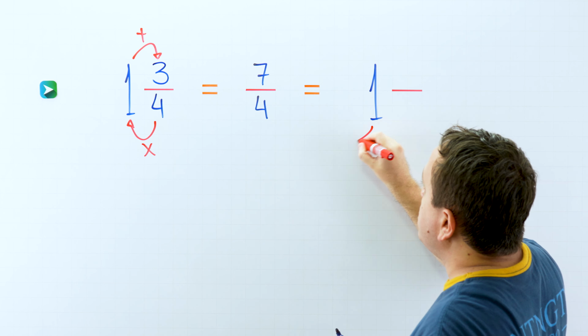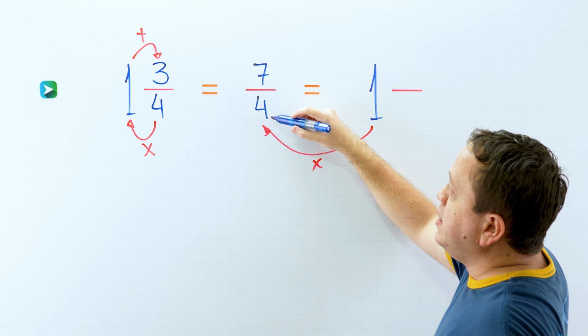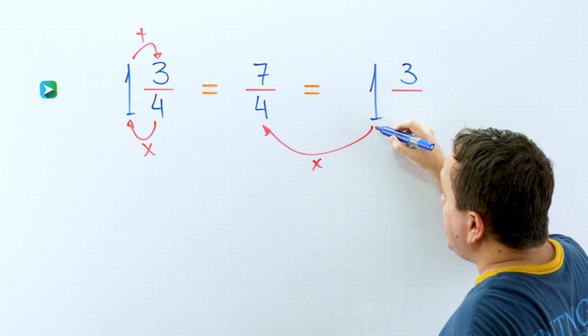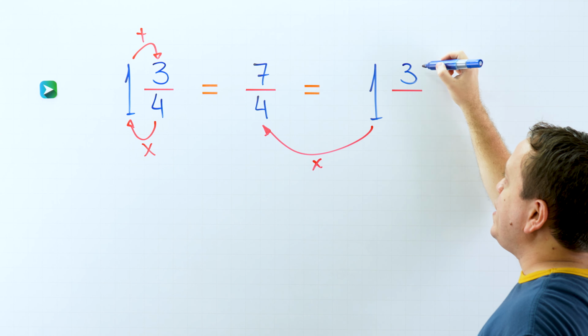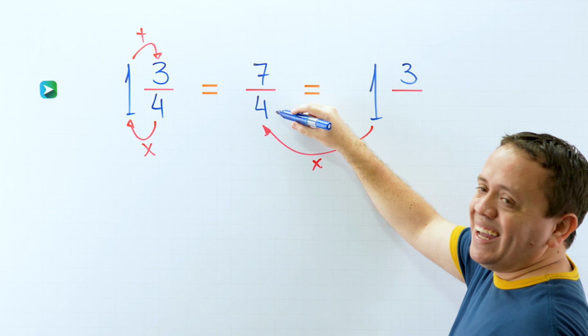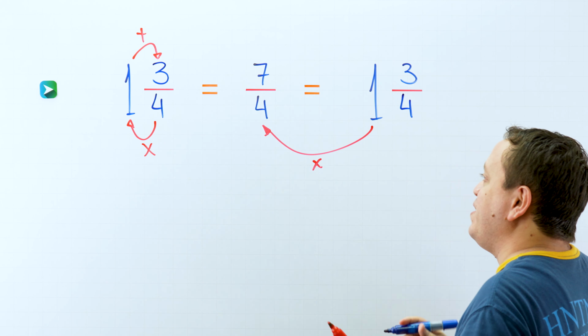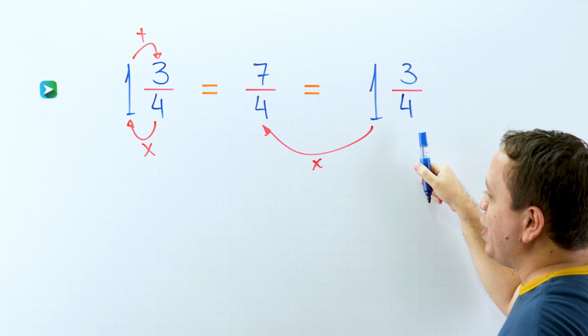Then we're going to multiply over here. 1 times 4 is 4. To get 7, we need to add 3. Once again, 1 times 4 is 4. To get 7, we need to add 3. Finally, the denominator stays the same. 4 comes over here. Therefore, the improper fraction 7/4 is equivalent to the mixed number 1 and 3/4.